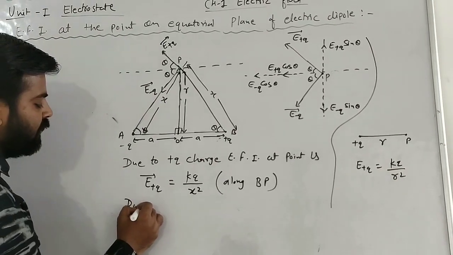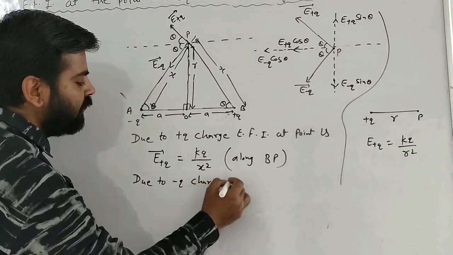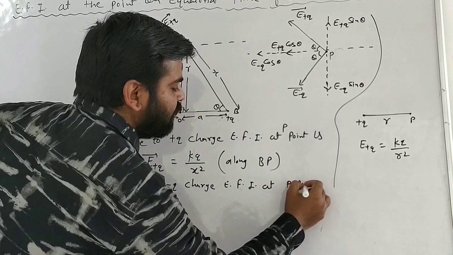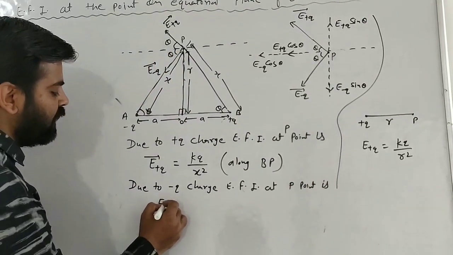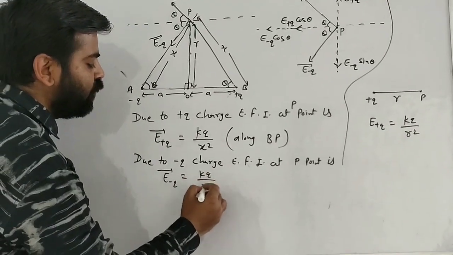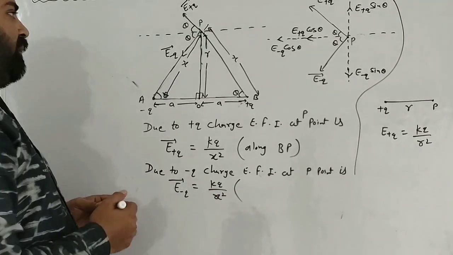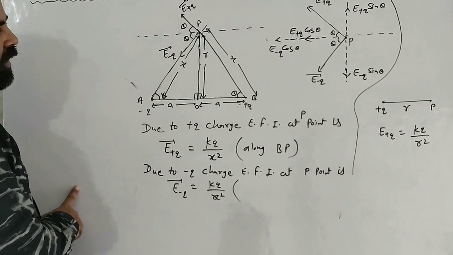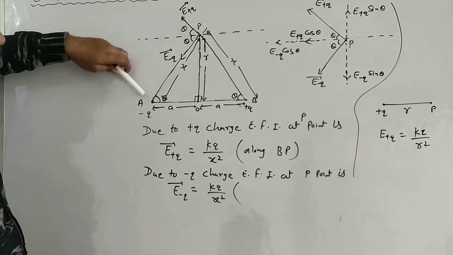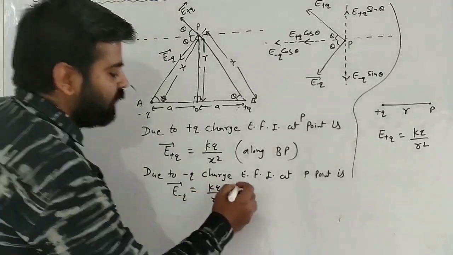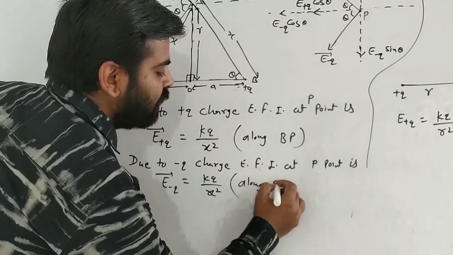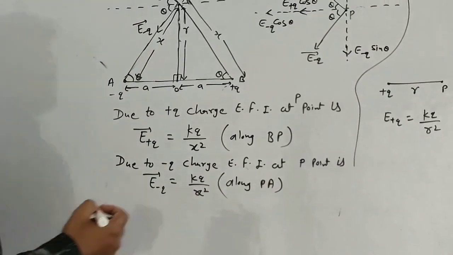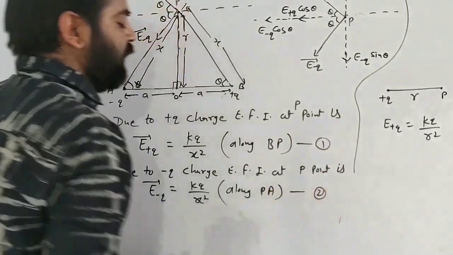In the same way, due to minus q charge, the electric field intensity at point P is E minus q vector, equal to kq upon x square, and its direction is towards the charge, or from P to A. So we write its direction is along PA. This one is equation first and this one is equation second.